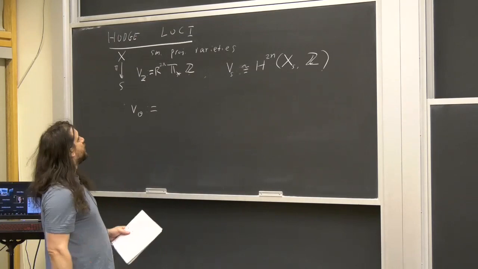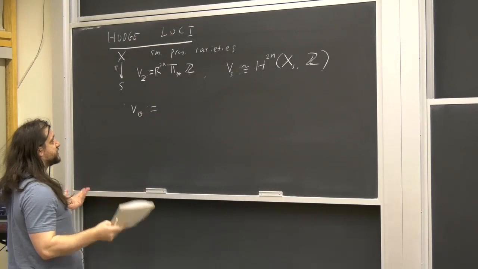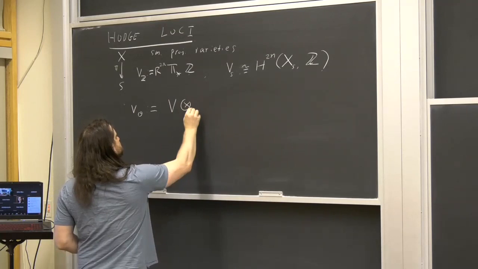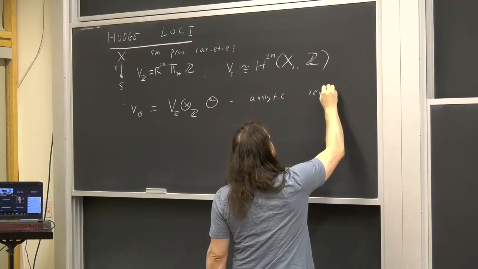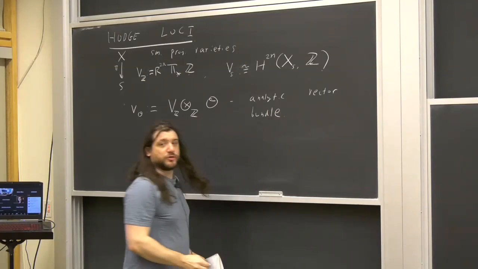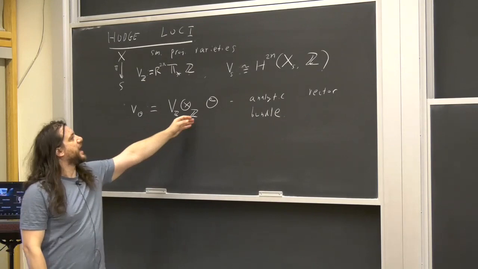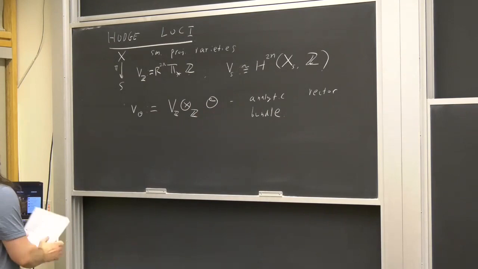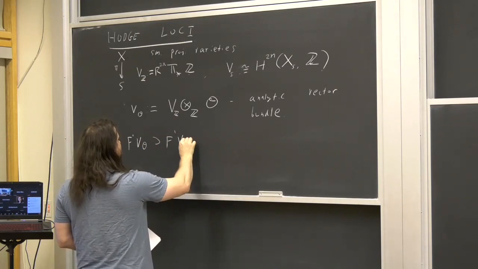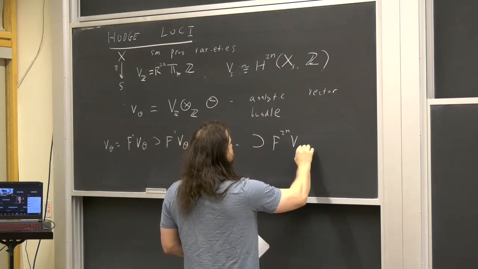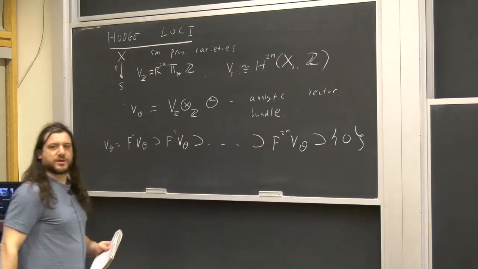Right, we have our Z local system. On that level, the filtration is not defined, but we can look at V sub O, which would be an analytic vector bundle over S, where literally at every point we just allow a local system V, and we allow coefficients that are analytic functions. So it'll give us an analytic vector bundle. And on this level, we have our Hodge filtration. So there's a filtration of this by analytic vector bundles ending with F^2N, which now at every point will give us our Hodge structure.